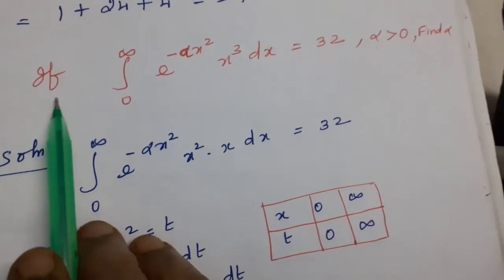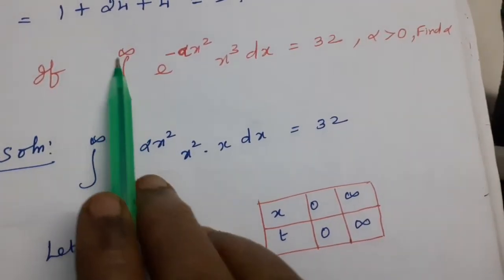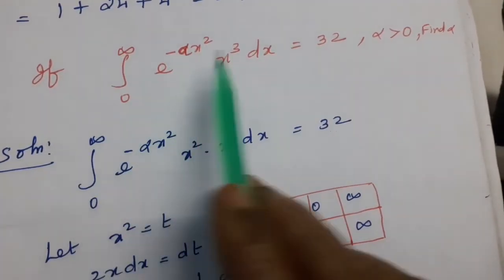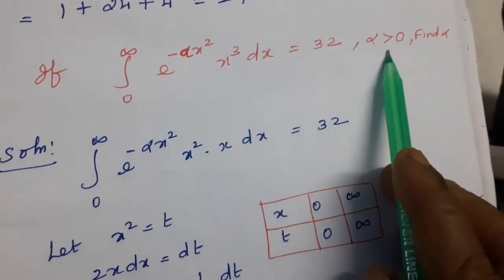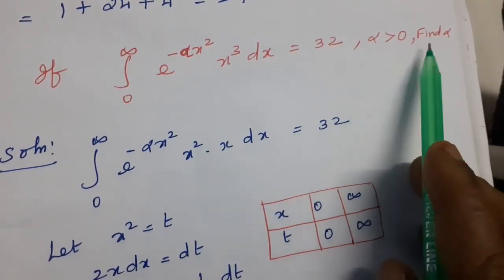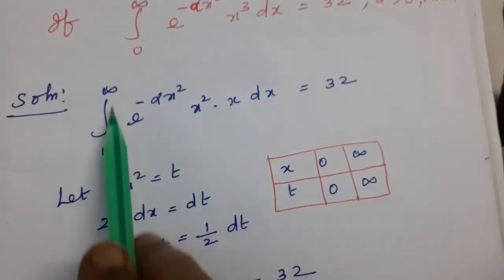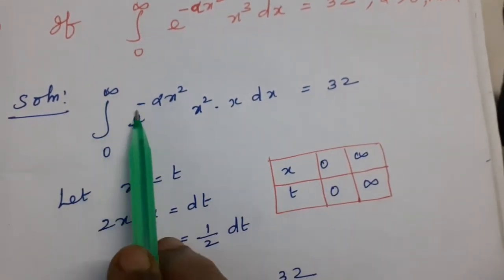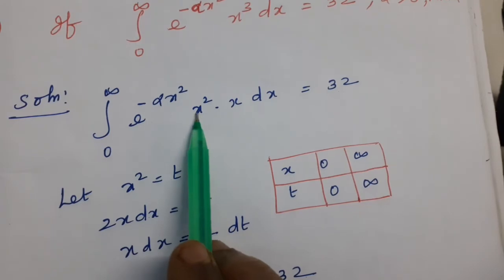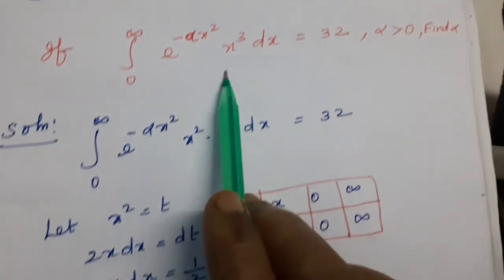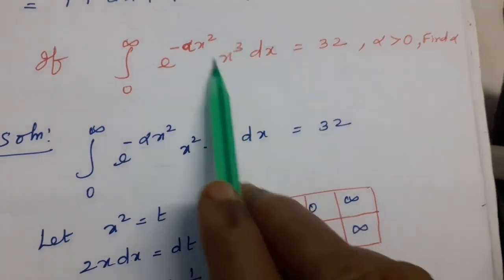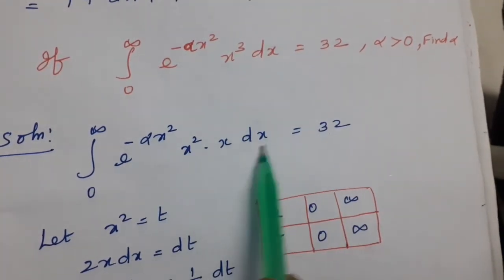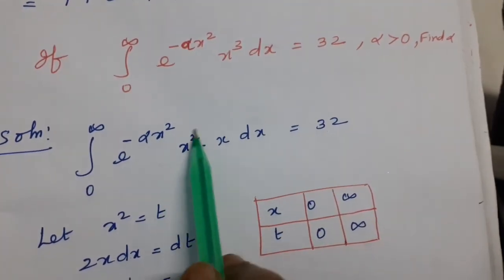See the second sum. What is that one? If the integral of 0 to infinity e power minus alpha x square, x cube dx is equal to 32, the alpha value is greater than 1. That is a positive value. Find alpha. The integral of 0 to infinity e power minus alpha x square into x cube is rewritten as x cube is x square into x dx, equal to 32.